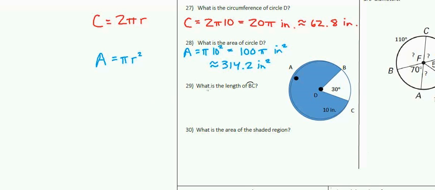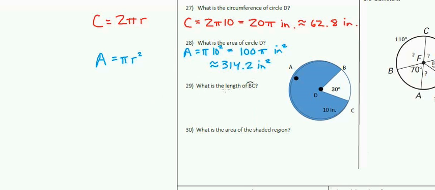Question number 29 asks, what is the length of arc BC? Now, a couple things I want to point out right now. One, this arc symbol is off. It should be over to the right. But I know this means arc BC. What is the length of arc BC?